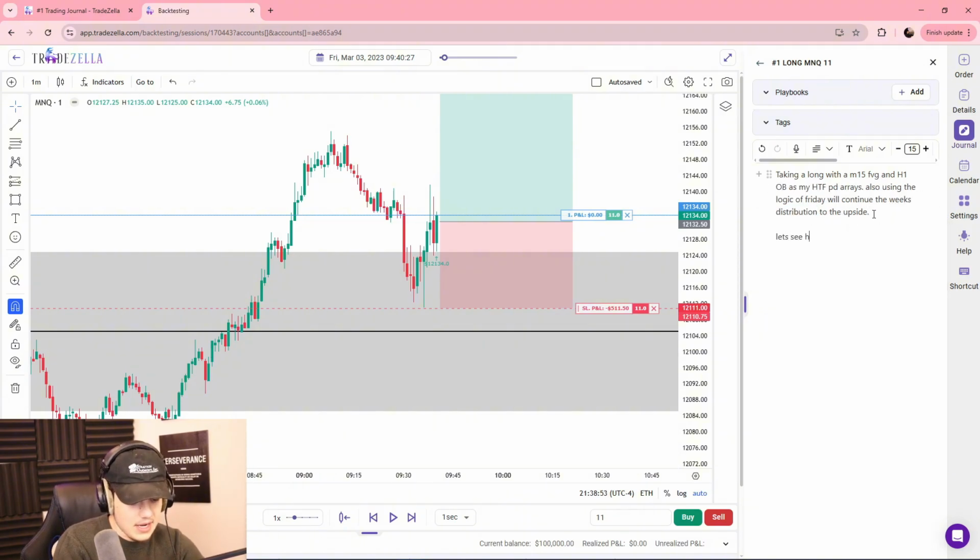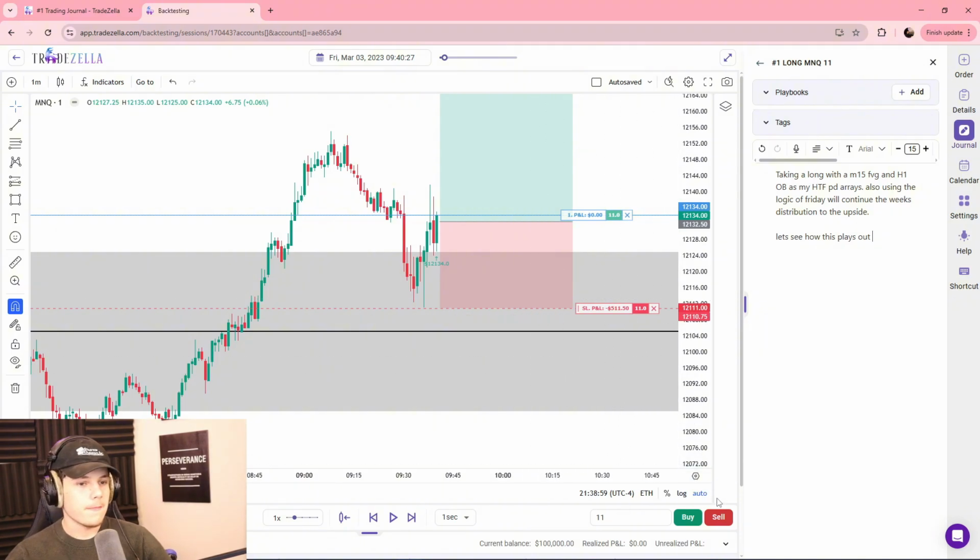Let's see how this plays out. It's like you're talking to yourself. That's all it is. So we're going to fast forward and see how price action is going to react.